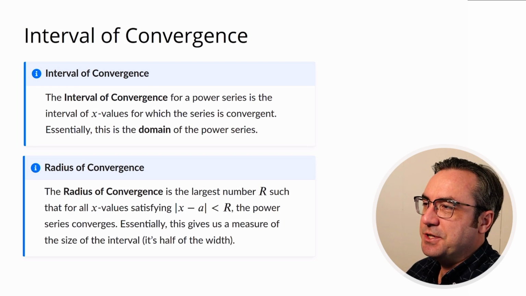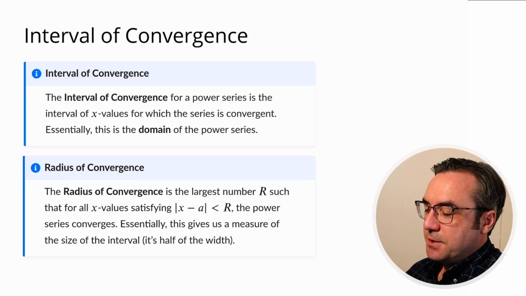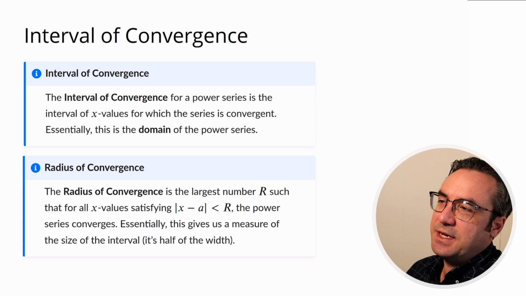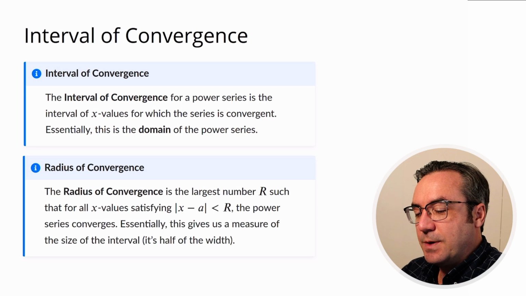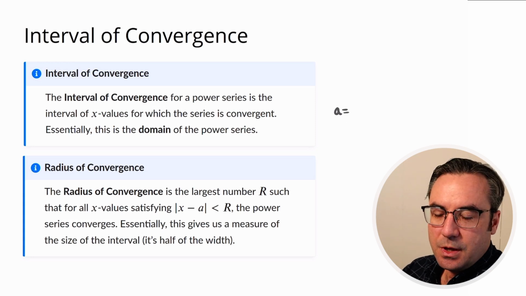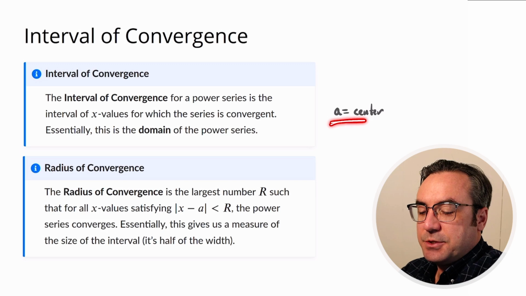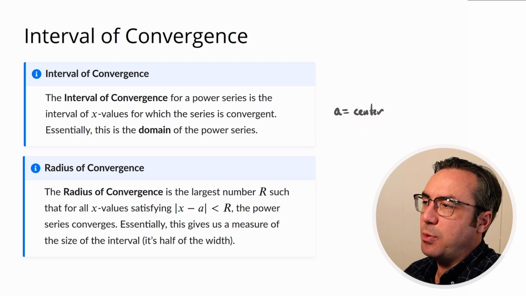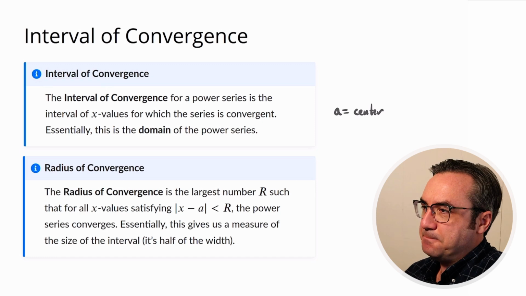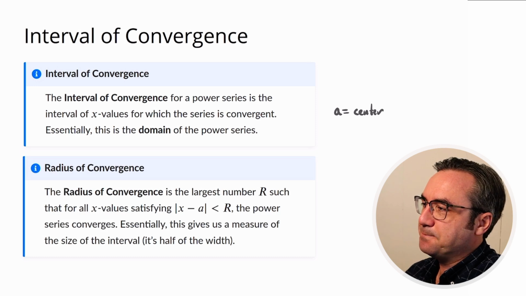So when we talk about power series, we're going to be talking a lot about the interval of convergence and also the radius of convergence. So the interval of convergence is essentially just the domain of our power series. So we're just giving it a fancy name. And we just want to keep in mind when we talk about the interval, A is the center of our power series. And our power series is always going to be convergent at that center point. Okay, so interval of convergence is really just the domain. And we'll see a couple different examples of what the interval of convergence might look like.